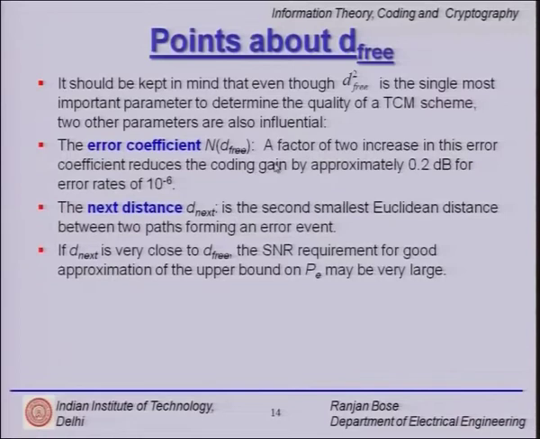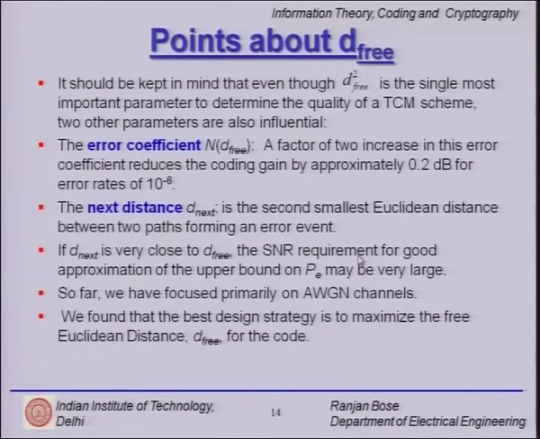So, if d free was 2 or 4, then the d next would be at least 1 or 2 more, but we can have d free as 5.3 and d next could be 5.4. So, they can be fairly comparable to each other. So, if d next is very close to d free, and it can be as close as you want or your luck may have it, the SNR requirement for good approximation on the upper bound on PE may be large.